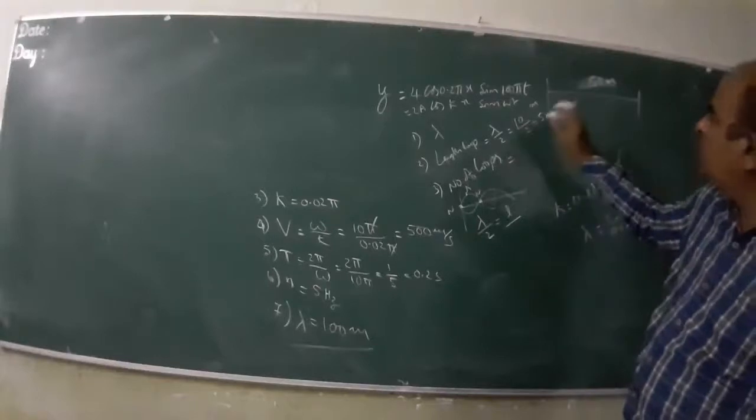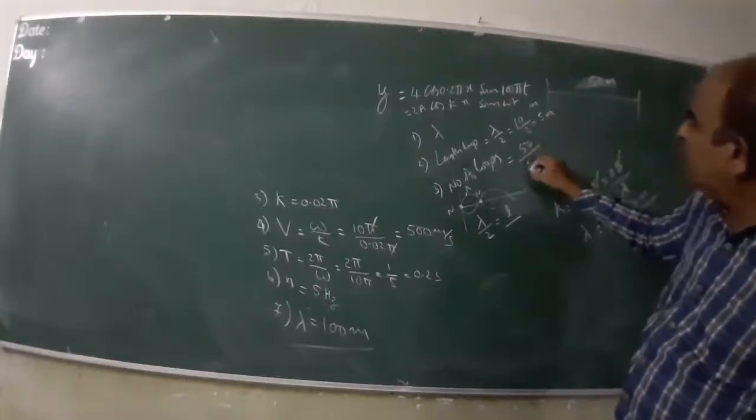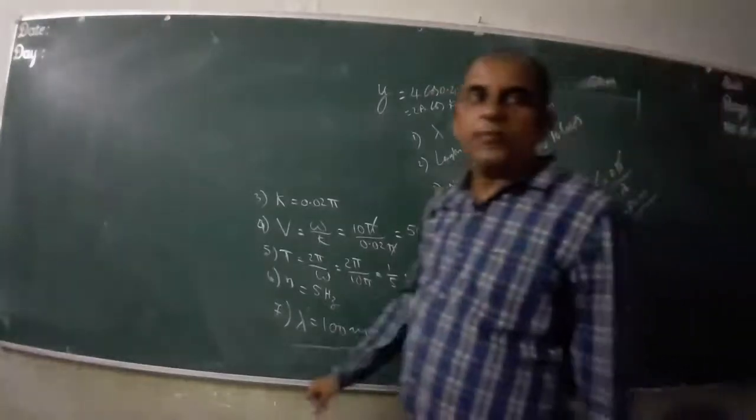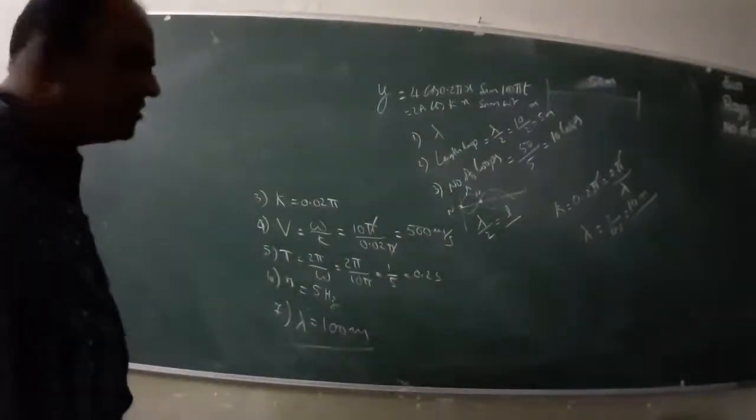Therefore, number of loops required: total length 50 divided by length of each loop, 5. So we are getting 10 loops. The number of loops formed on the wire is 10.